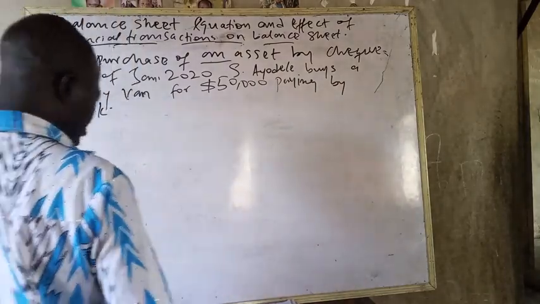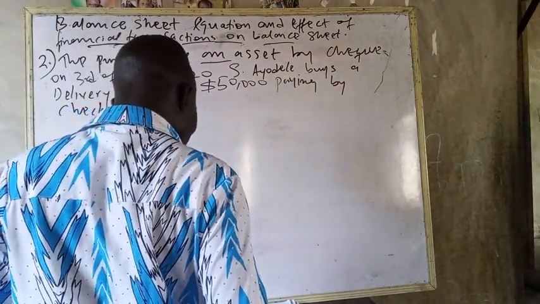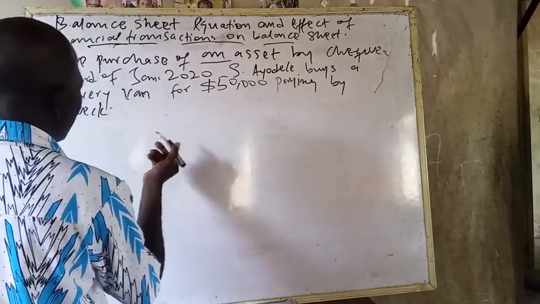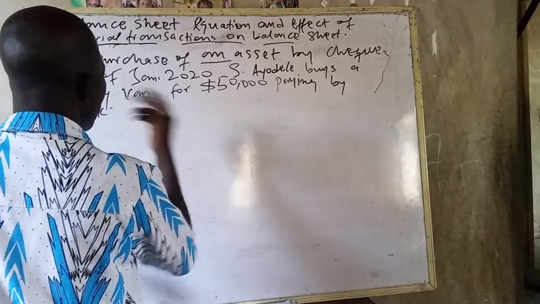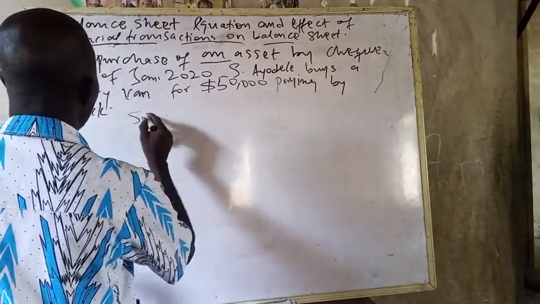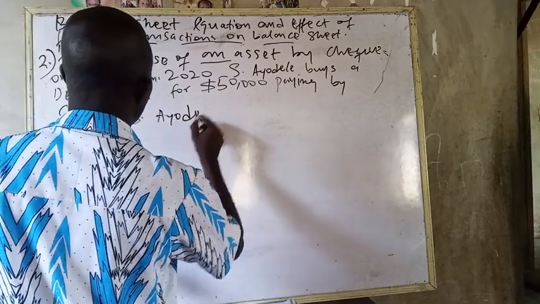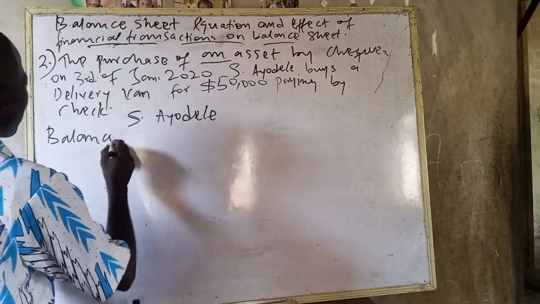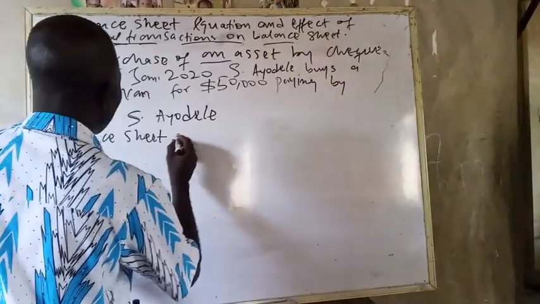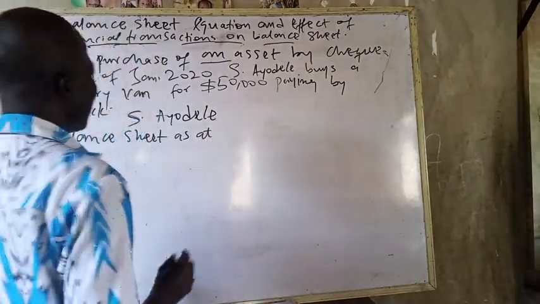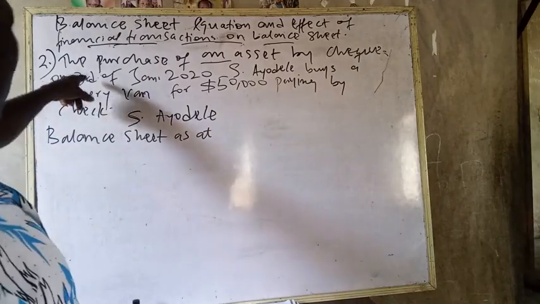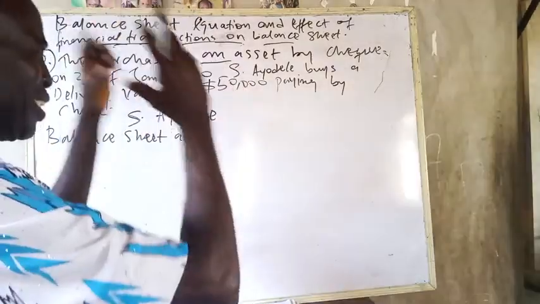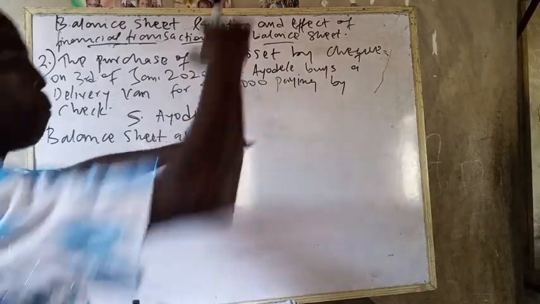I said when you want to start a balance sheet, we have to start with the name of the owner of the business, maybe a company, maybe an individual. S. Ayodele, balance sheet as at 3rd of January. I said at every point in time, it affects the balance sheet. That's the effect of financial transactions on the balance sheet.